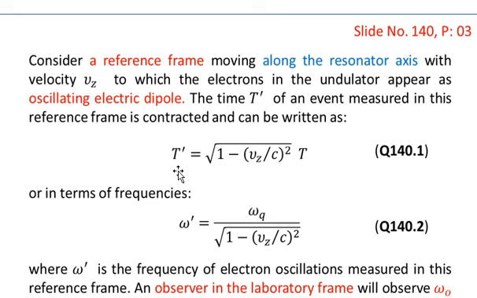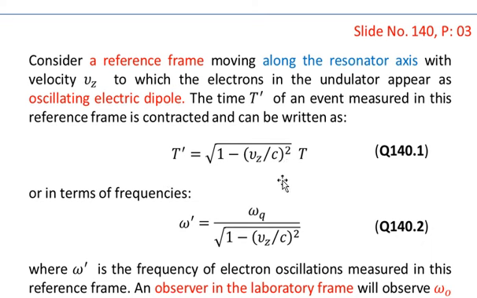So t prime, that is the time measured in this moving reference frame of an event, is equal to square root of 1 minus (Vz over c) whole square, multiplied by time t, which is measured in the frame of reference of the electrons. This is the moving frame, with velocity Vz. So time measured in the moving frame is t prime, whereas the time measured in the electrons frame is t. And you see that if you set Vz equal to 0, then t prime will be equal to t.